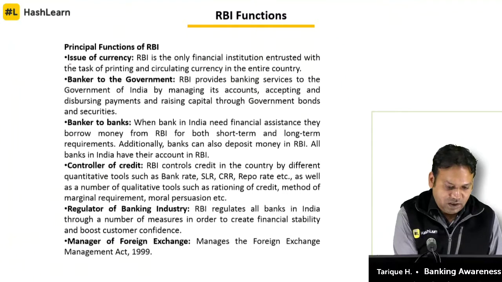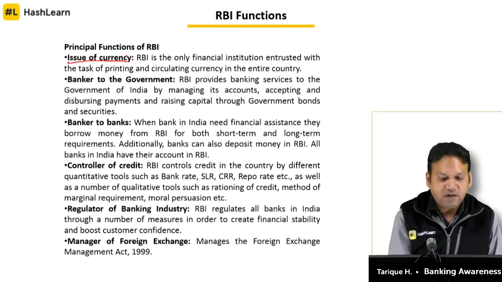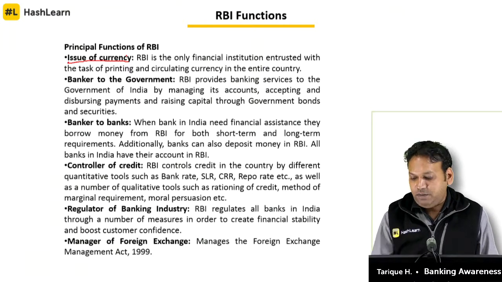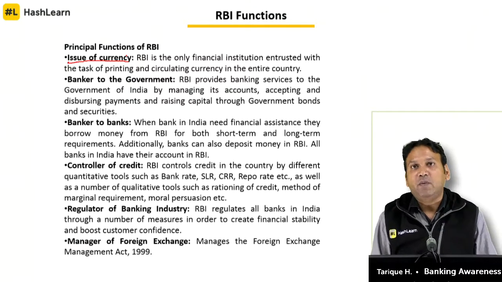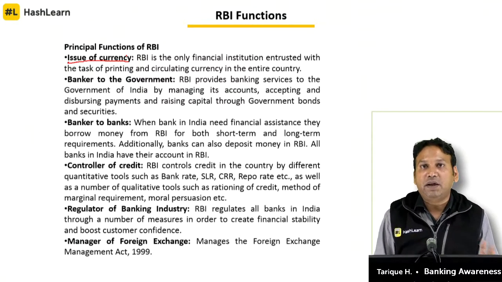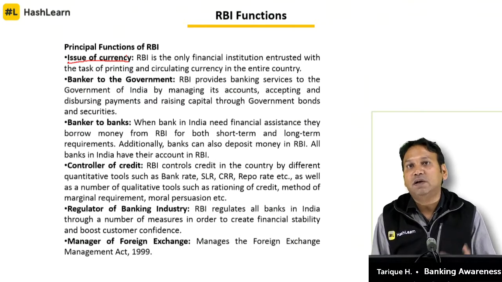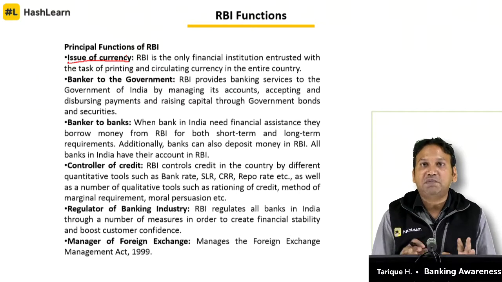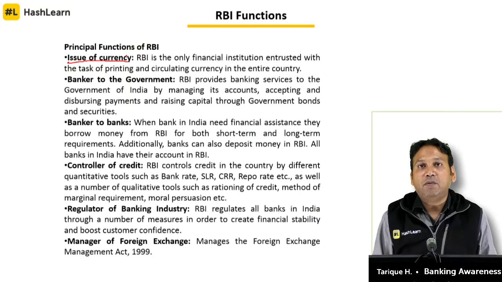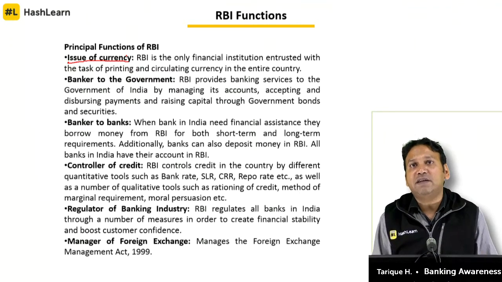The first one is the issue of currency, which all of us understand. Before RBI was formed, even in the pre-independence era, before the Reserve Bank of India was established, there were 3 presidency banks in our country, one in Kolkata, one in Mumbai, one in Chennai. Earlier the names of these places were Calcutta, Bombay and Madras. So we had the Presidency Bank of Calcutta, Madras and Bombay, and each of these presidency banks was working as an issuer of currency in the country.